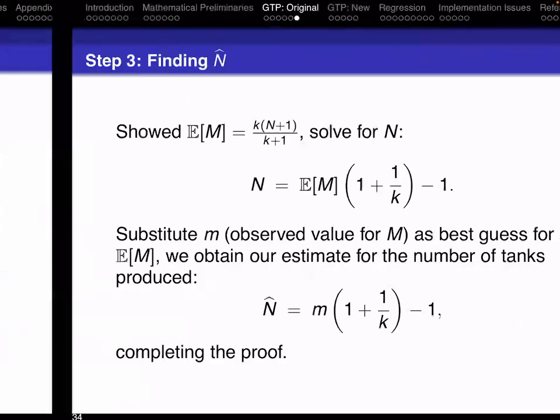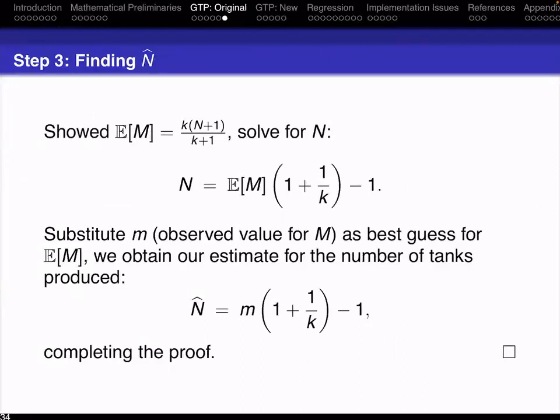Well, we can now simplify. If we know that the expected value of m is k over k plus 1 times n plus 1, I can then solve for n. And so n is going to be the expected value of m times 1 plus 1 over k, minus 1. And there's our formula. So now our best guess for n is to put in the value we observe for m. And there's our proof. So we now have a theoretical formula, and we can try to see how well it works.